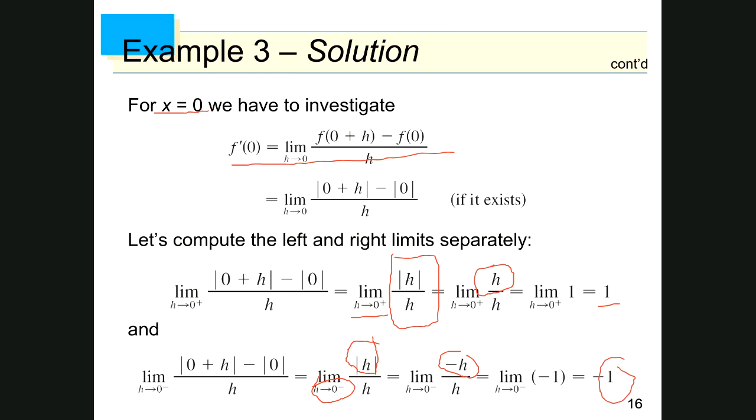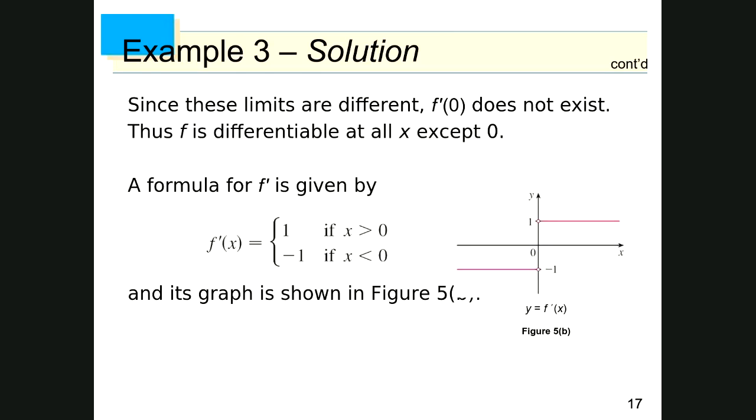Now, the fact that the limit from the left and the right are different, what does that mean? It means that the limit does not exist. So we can say that f is not differentiable at 0. Since these limits are different, remember for f prime of 0 to exist, the limit from the left and the right was supposed to be the same. But in this case, because the limit is different, f prime of 0 does not exist. So in conclusion, the function is differentiable everywhere except at 0.